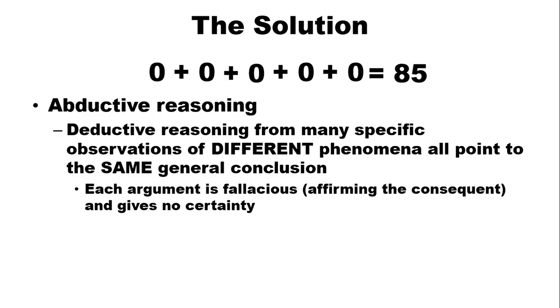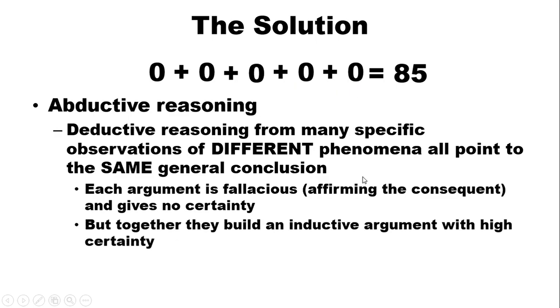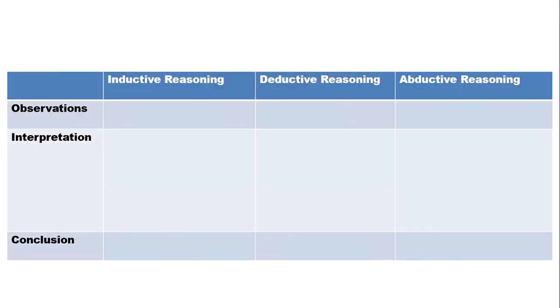Now, each argument on its own, if you're affirming the consequent, is fallacious. And therefore, each argument on its own gives 0% certainty. Those are all my zeros up here. But by putting multiple arguments together that all point to the same conclusion, you actually build up an inductive argument that gives you a high degree of certainty. Okay, so let me run over this little chart for you. You might want to copy it down.